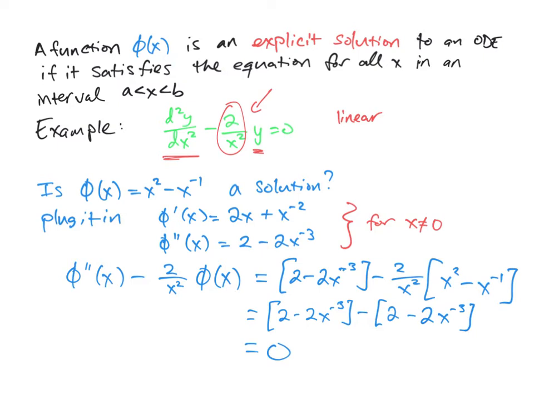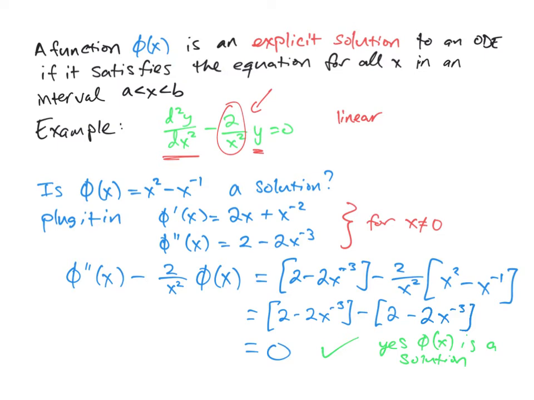So we have a check mark. Yes, phi is a solution. I haven't really talked about the word explicit here, and this will become clear when I talk about implicit solutions in a second. But really what's making it explicit is that I have an explicit definition for what the function phi is. I have phi equals x squared minus x to the negative 1, and it is a solution to the ordinary differential equation.